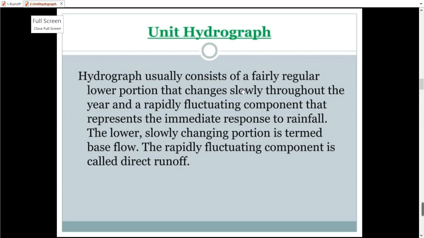A hydrograph usually consists of a fairly regular lower portion that changes slowly throughout the year, and rapidly fluctuating components that represent the immediate response to rainfall. The lower, slowly changing portion is termed base flow. The rapidly fluctuating component is called direct runoff.